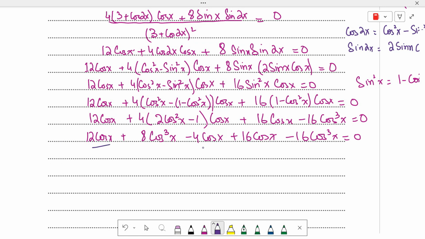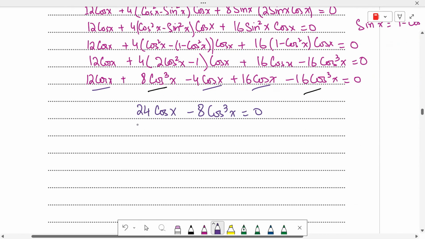This one is cos and cos. So 12 minus 4, 8, 8 plus 16, 24. So this will be equal to 24 cos of x, and this one is cube terms. So 8 cos cube x minus 16 cos cube x is negative 8 cos cube x equal to 0. We need to find the x coordinate, so we take common. So 8 cos of x times (3 minus cos square x) equal to 0.